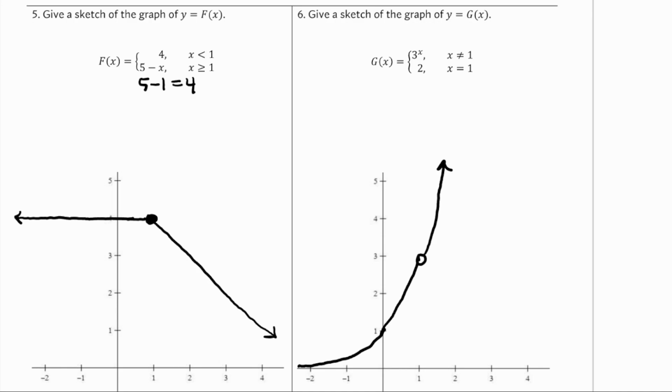And then instead of being at 3 to the first, which is 3, the graph is at 2, so I put a little filled-in circle there to indicate that that's where the graph is. And just to remind you about the terminology, this is what we would call a hole in the graph or a removable discontinuity.